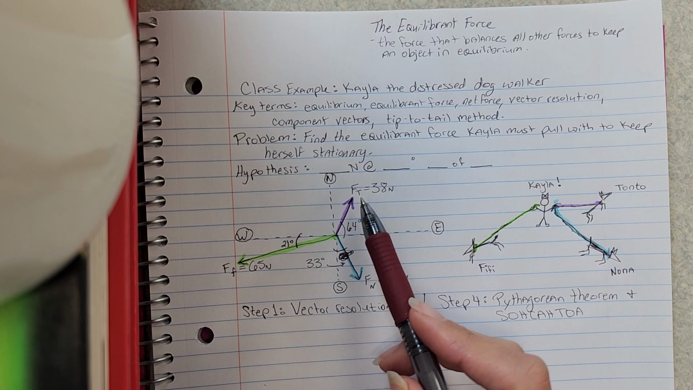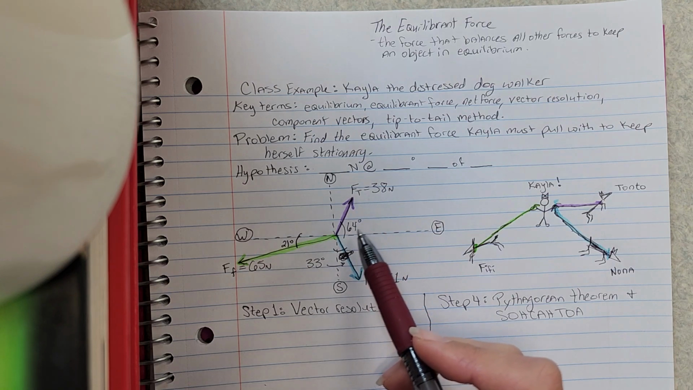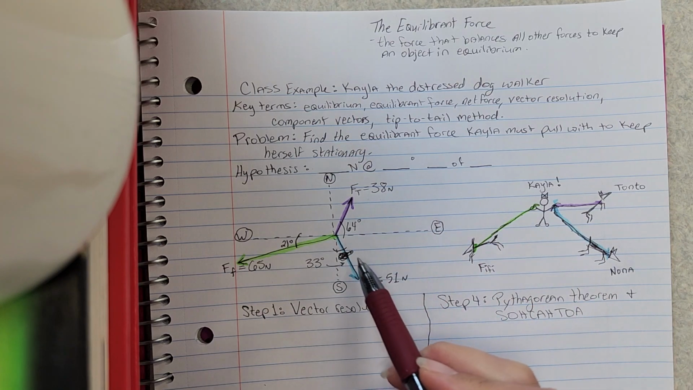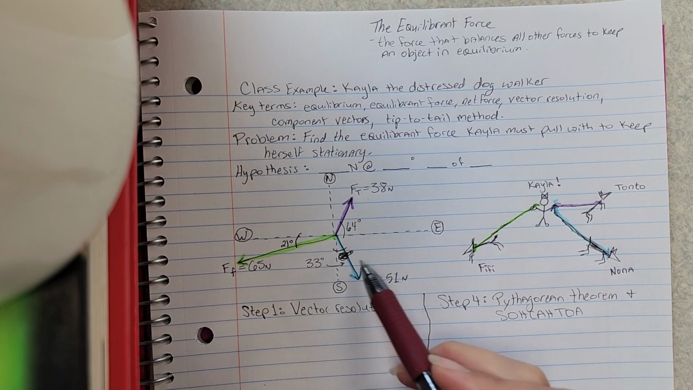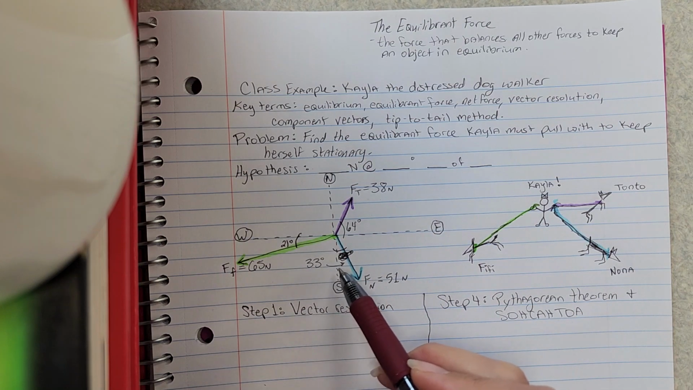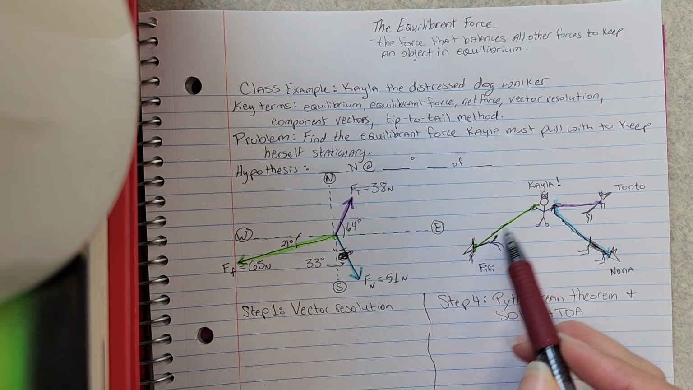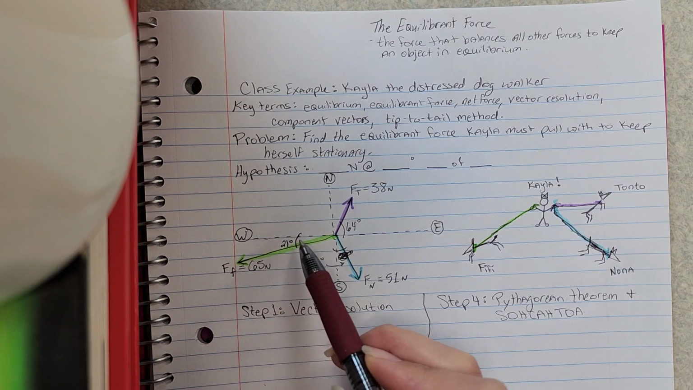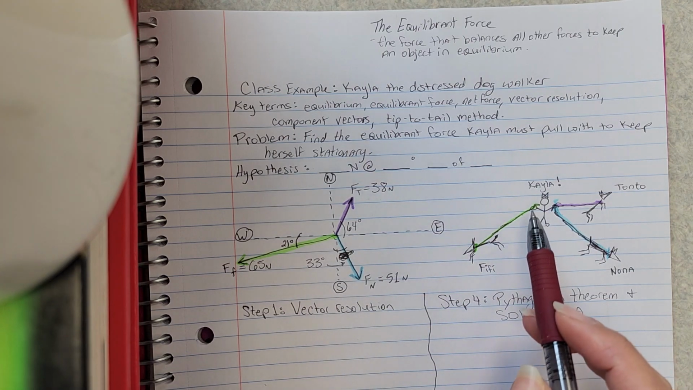Now here's Kayla, and she's being pulled in 3 different directions. Tonto pulls with a force of 38 newtons, 64 degrees east of north. Nona is pulling her at a force of 51 newtons at an angle 33 degrees east of the south axis. And the third force is by Fifi, who pulls with a force of 65 newtons at an angle of 21 degrees south of the west axis.